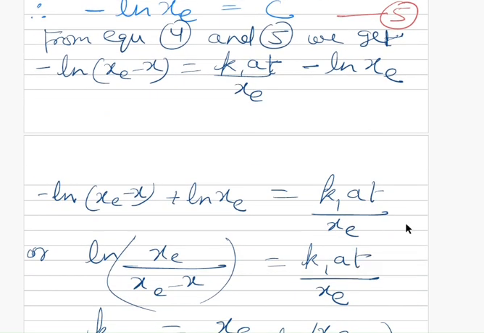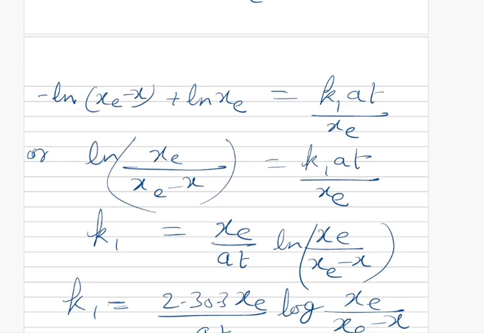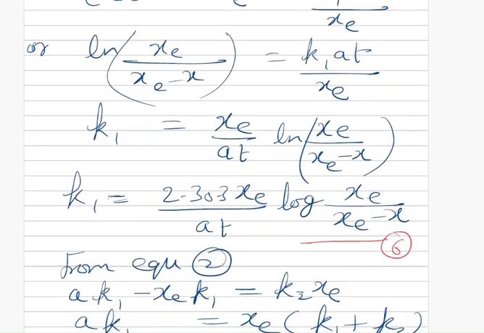So by solving this, what we get is minus ln xc minus x plus ln xc is equal to a1 at by xc. Solving again afterwards, we get ln xc upon xc minus x is equal to k1 at by xc. So k1 is equal to xc divided by at into ln xc upon xc minus x. K1 is equal to 2.303 xc by at. We are replacing ln, the natural log, by log with base 10 here.